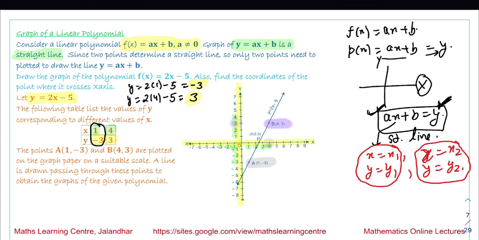And when we join these 2 points, we obtain this line. We have obtained this line over here by joining the points A and B.